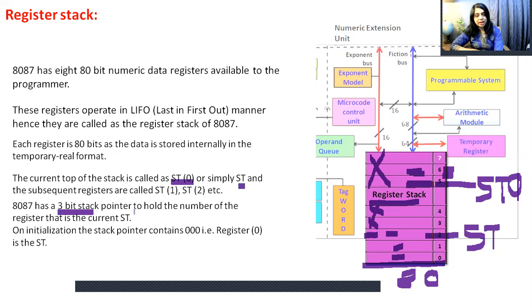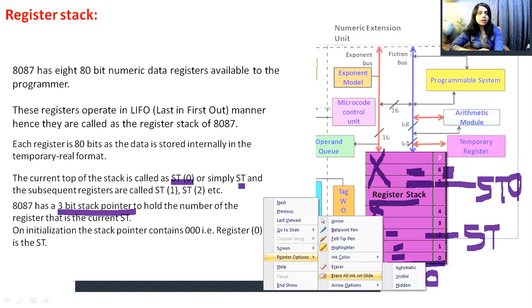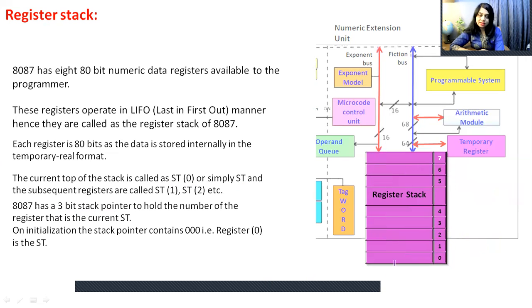8087 has a 3-bit stack pointer. What is the stack pointer? It is a register. What does it hold? It holds the address of the stack top. You can see here there are 8 registers. If we want to address these registers, how many bits are required? To address 8 registers, we need 3 bits only. So how to address register 0? By entering 000, which will indicate the address of this register. Then what is the address of register 1? This is 001 and this is 010. What is the address of this?